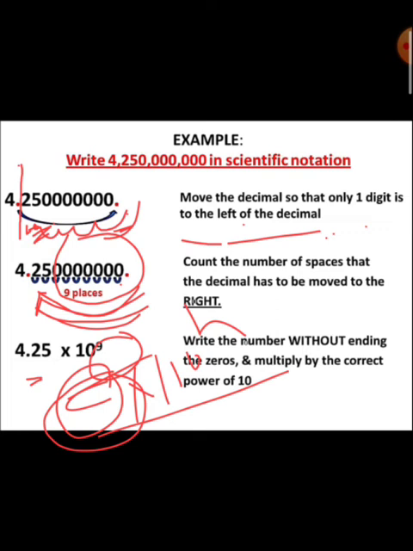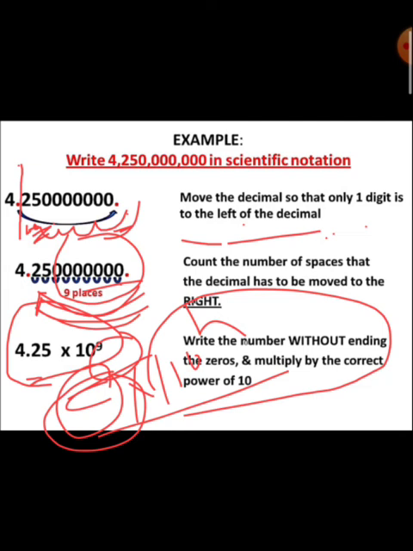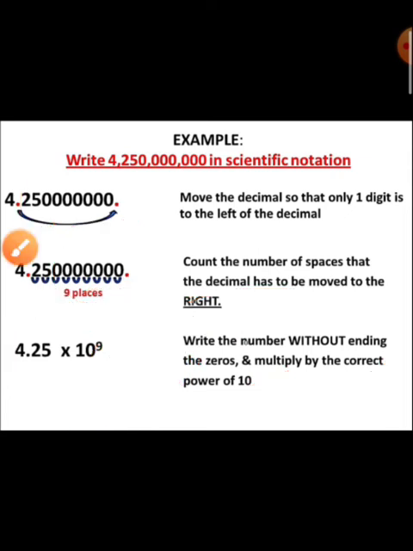1 2 and 7 0, 2 5 and then 7 0. So what is here? Here is the 9 digit after decimal. So we can write the number in this form. Write the number without ending the 0 and multiply by the correct power of 10. So we can easily write any large number in this form.